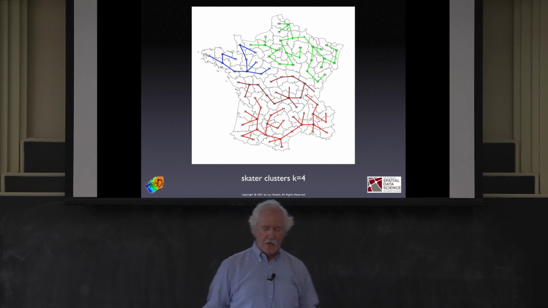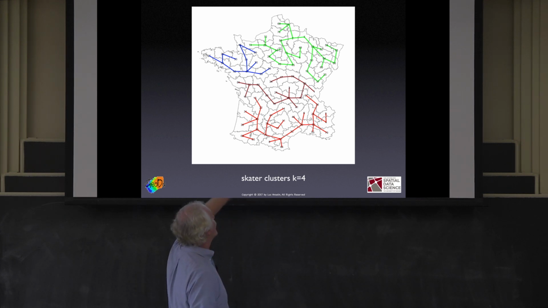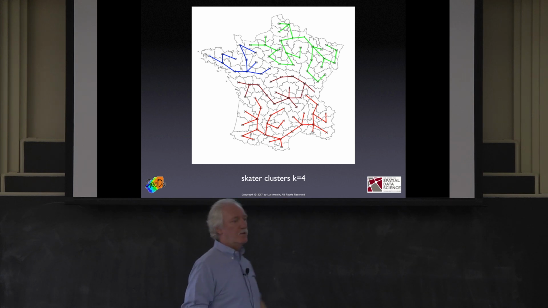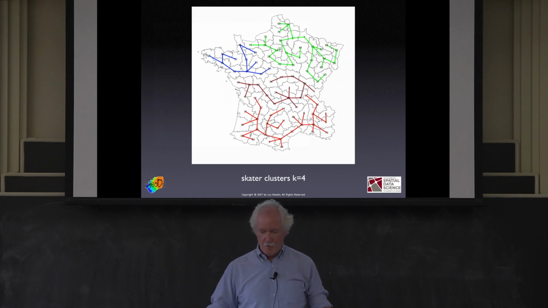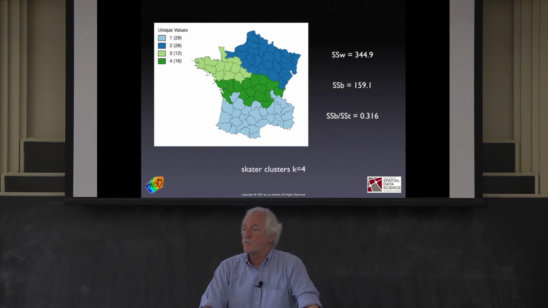So in the French case, as I warned you, it's very easy to cut there. We have all the southern ones here, and on the map it looks like this. And of course we can compute how we do on the criterion.